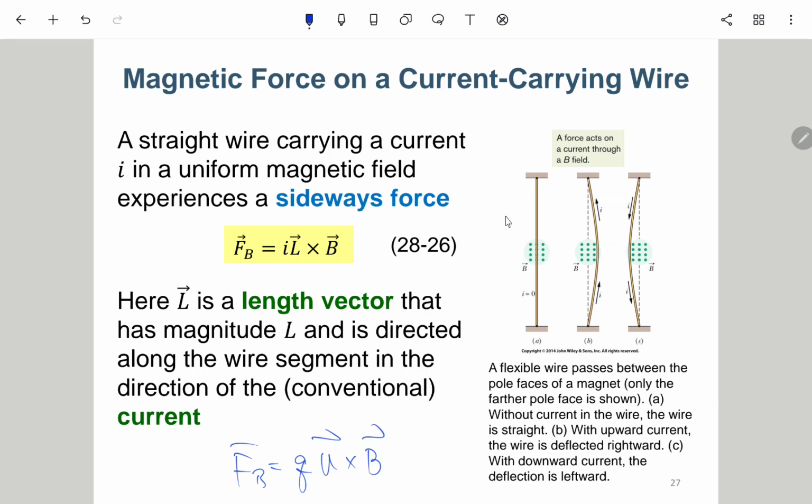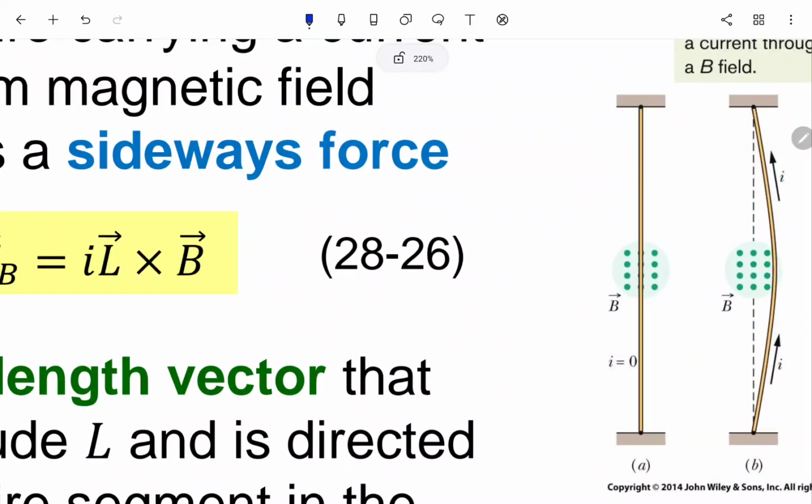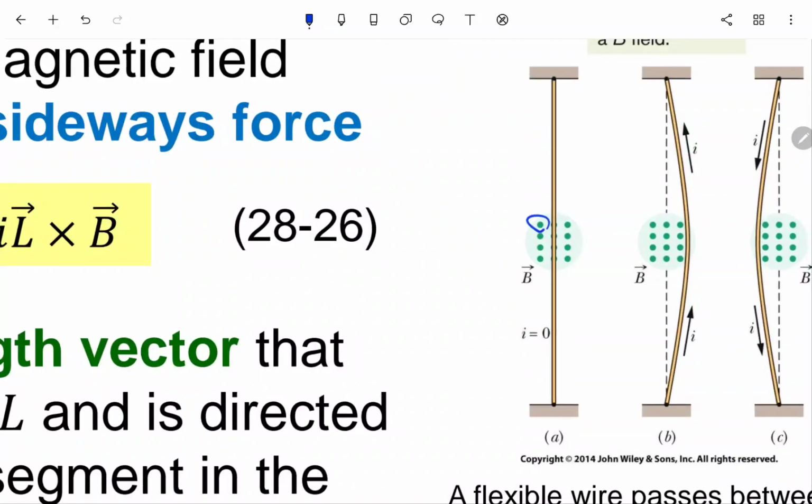First of all, on the left figure, you can see we try to fix this wire here and here, and then we apply a B field, which is pointing out of the page. For the first case, we don't have any current. Neglecting gravity, this wire will be a straight wire, if you just fix it properly.